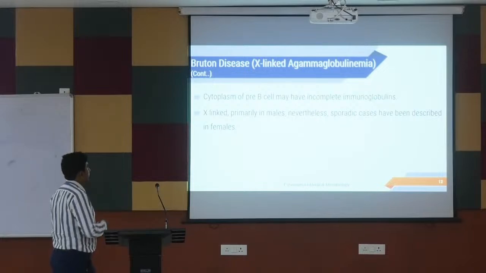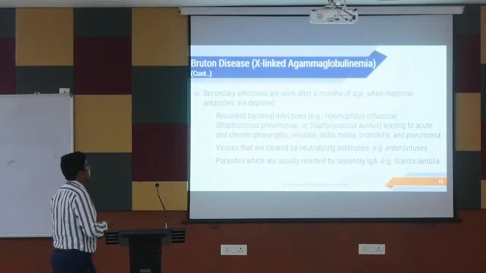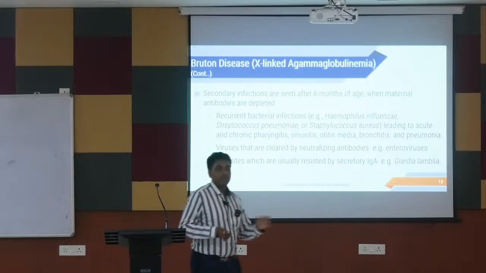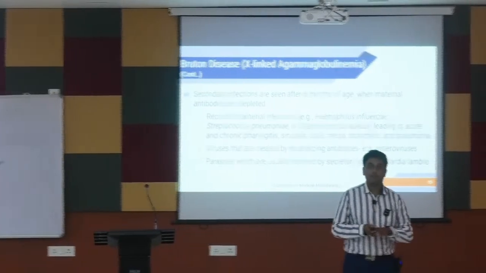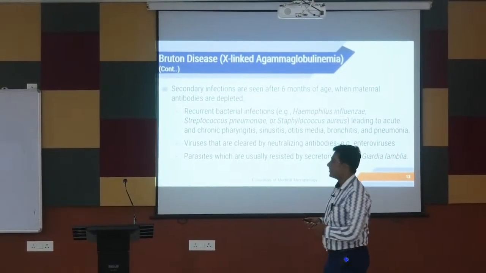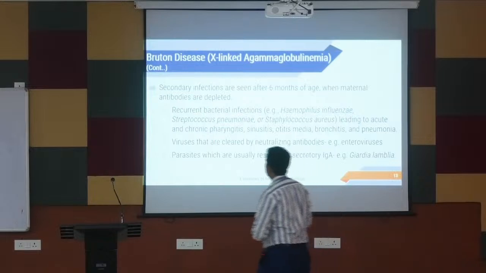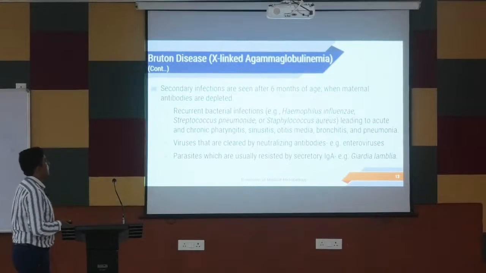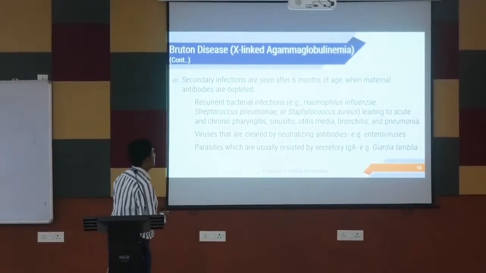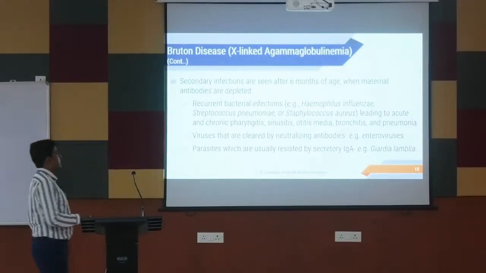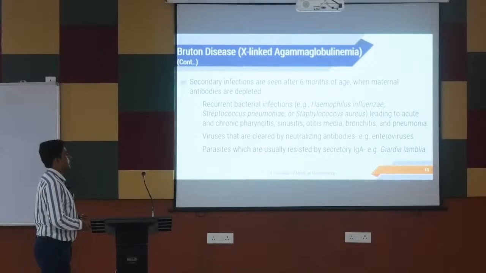It is X-linked, primarily males হয়, females sporadic cases পাওয়া যায়. Secondary infections are seen after 6 months of age when the maternal antibodies are depleted. Maternal antibodies গুলো আমাদের সার্কুলেশনে বাচ্চাদের 6 মাস অবধি থাকে, তারপর থেকে যখন ম্যাটারনাল অ্যান্টিবডিজ গুলো ডিপ্লিটেড হয়ে যাচ্ছে তখন থেকে সেকেন্ডারি ইনফেকশনস গুলো হচ্ছে। রিকারেন্ট কি হচ্ছে? রিকারেন্ট ব্যাকটেরিয়াল ইনফেকশন লাইক হিমোফাইলাস ইনফ্লুয়েঞ্জা, স্ট্রেপ্টোককাস নিউমোনিয়া, স্ট্যাফ অরিয়াস leading to acute and chronic pharyngitis, sinusitis, otitis media, bronchitis and pneumonia. Viruses that are cleared by neutralizing antibodies like enteroviruses and parasites which are resisted by the secretory immunoglobulin A like Giardia lamblia.